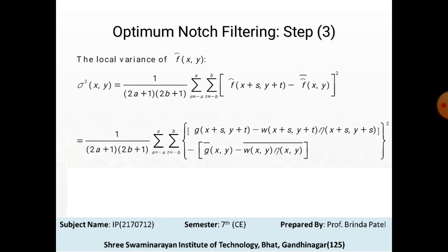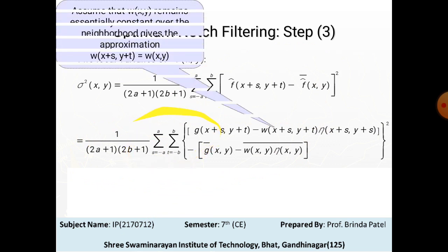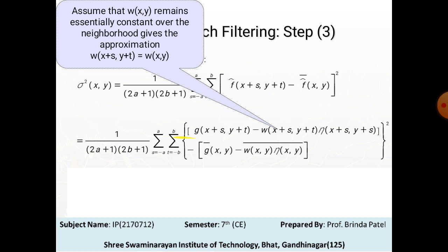So here, assuming that w of xy remains essentially constant over the neighborhood, we can get 1 upon (2a plus 1)(2b plus 1), sum for s equal to minus a to a, t equal to minus b to b, of [g of x plus s, y plus t minus w of xy times n of x plus s, y plus t, minus g bar of xy minus w of xy times n bar of xy], raised to the whole square.